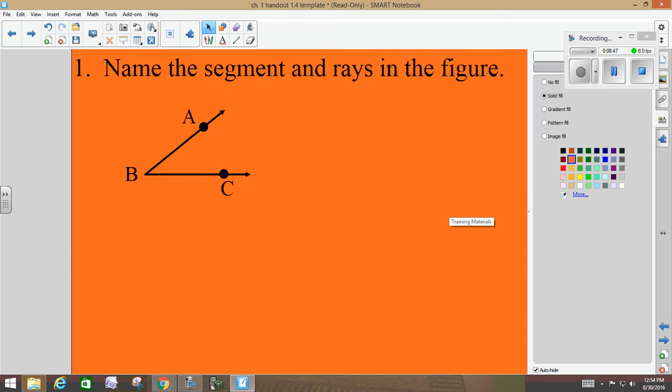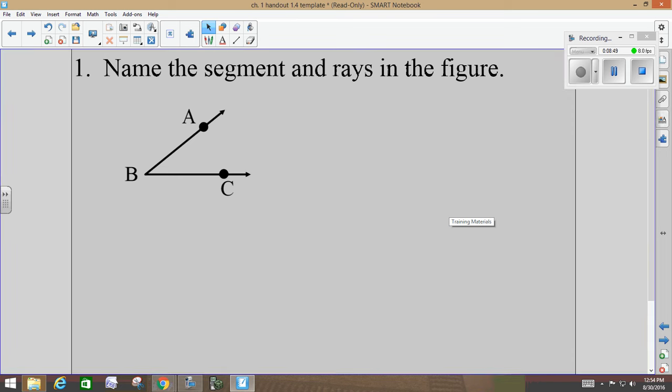We're going to go right down to number 1. Name the segments and rays in the figure. There are 2 segments and there are 2 rays in this picture that I want you to name. Remember, segments stop. They have 2 endpoints. Rays, like a sun ray, start at 1 point and then go on forever.